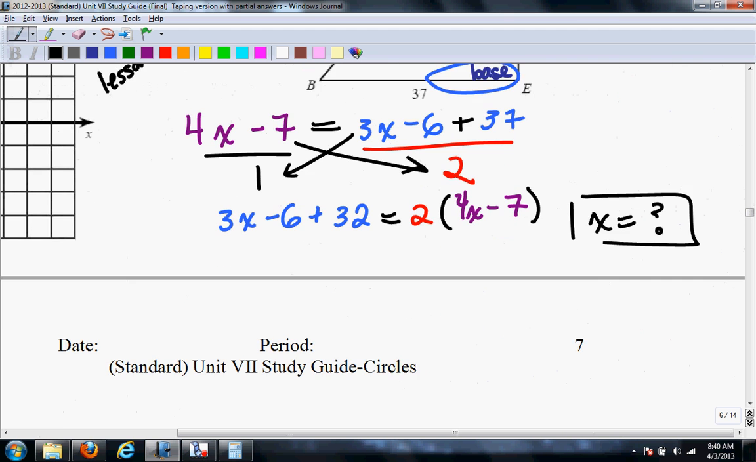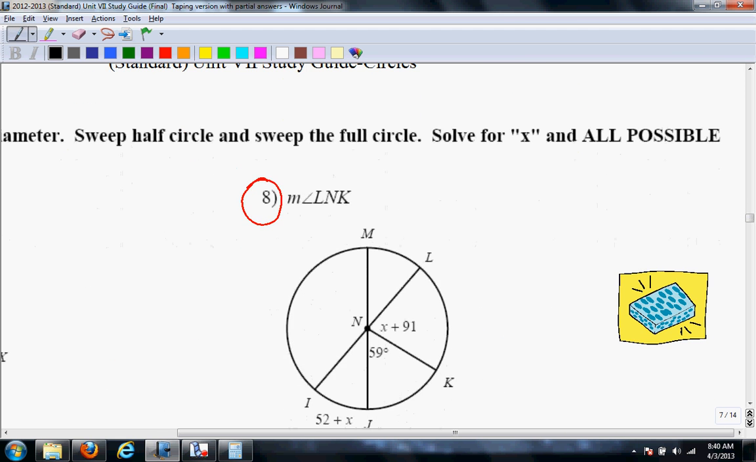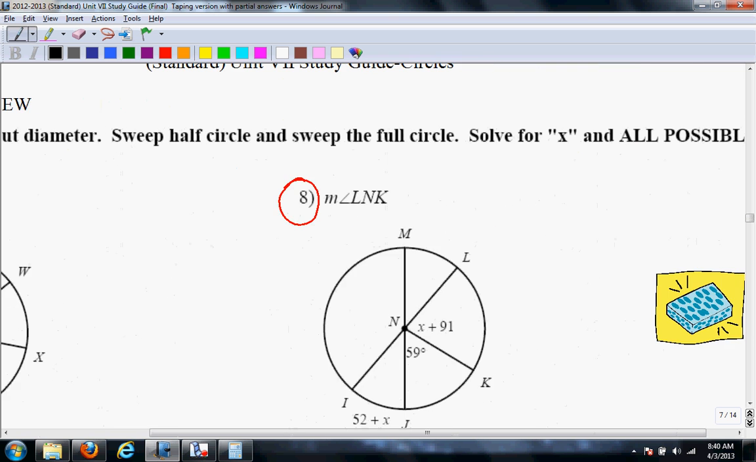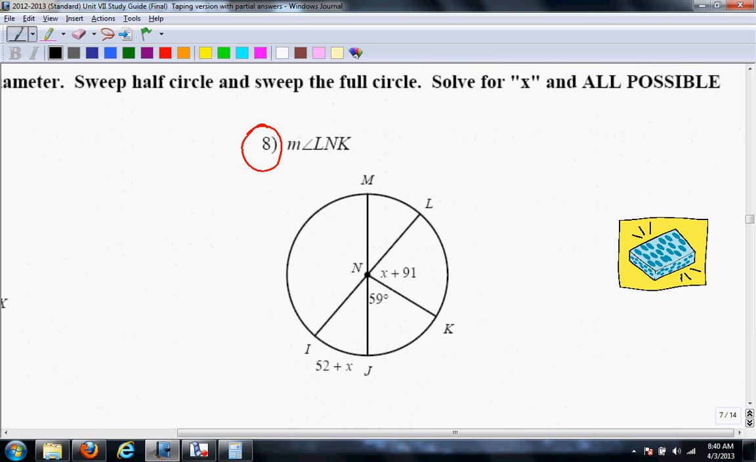Let's take a look at another circled problem. Okay, it says trace and stretch out the diameters, sweep half circles, sweep full circles, solve for x, and then find all possible arcs and angles. Okay, there's several things you want to look for when you do a squeeze the sponge problem like this. Let me show you the 3 primary things you should be on the hunt for. First, you should be watching out for diameters. So draw a circle, stretch out a diameter. And of course, when you sweep both directions, that's 180. That's the first thing you should hunt for.